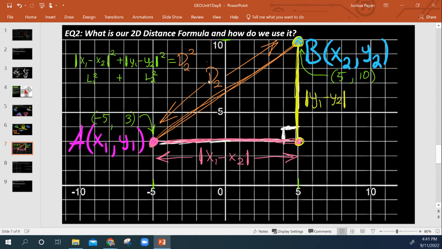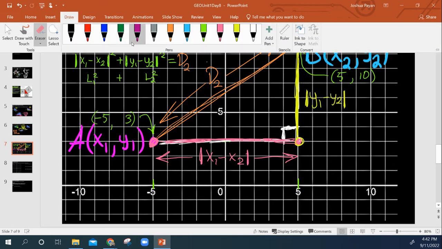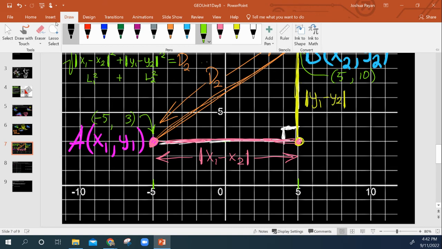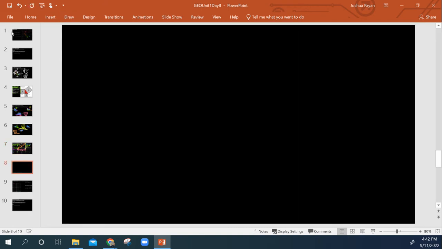Or it's like our hypotenuse, right? So I can say leg squared plus leg squared equals hypotenuse squared. And I don't want to say our distance squared, obviously. I just want to say our distance. So I'm going to take the square root of both sides, and that gives me our two-dimensional distance formula, right? So our two-dimensional distance formula is simply this.